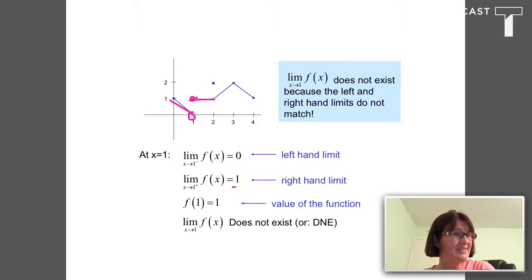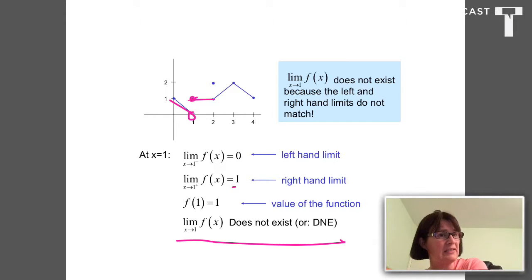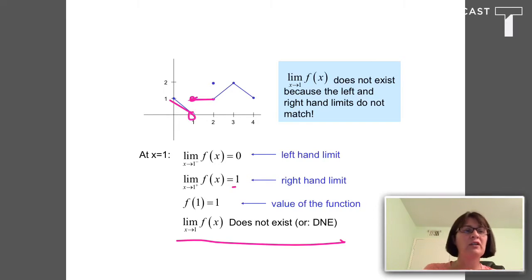So the question, does the limit of this function as x approaches 1 exist? I would say the limit as x approaches 1 of f of x does not exist because the limit from the left-hand side, 0, does not match the limit from the right-hand side, 1. If you want to write DNE instead of does not exist, that's an accepted abbreviation.